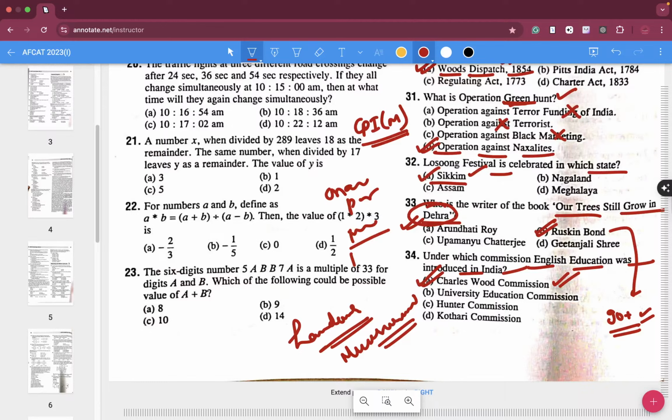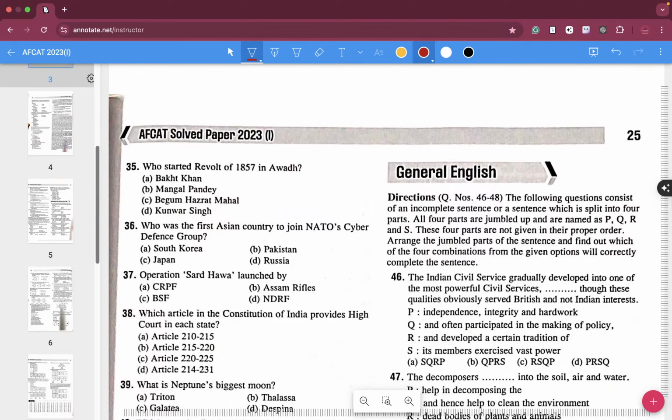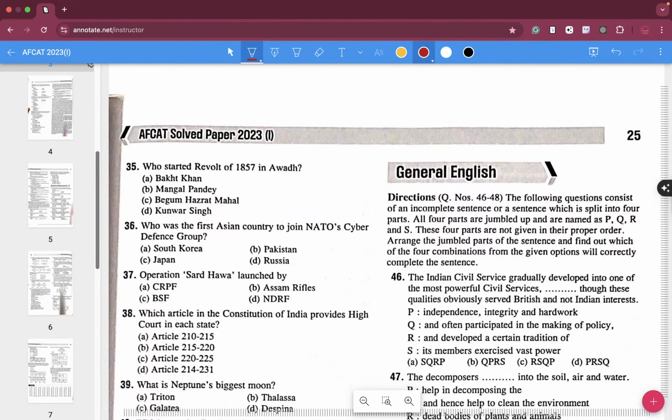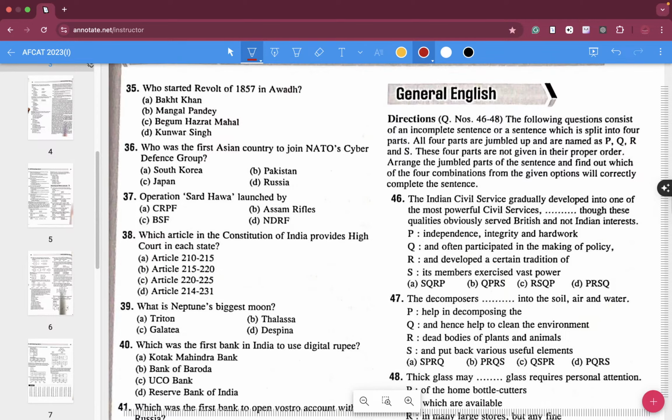Under this particular commission, English education was introduced in India. And as I said in the previous question, the other things as well, like the vernacular system of education at the primary level, as well as English education, and during that time only universities like Madras University, Calcutta University and Bombay University came into the picture as well.